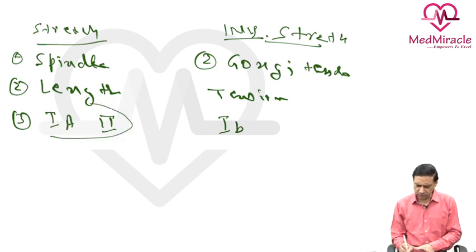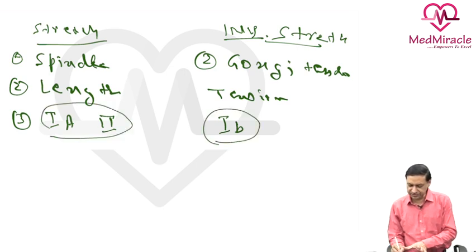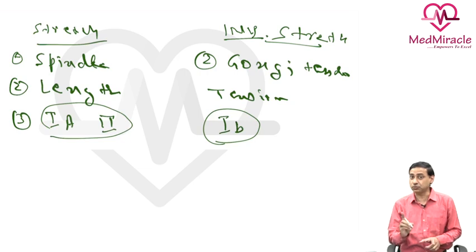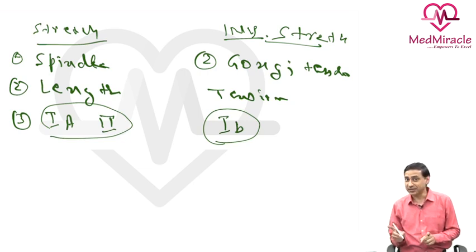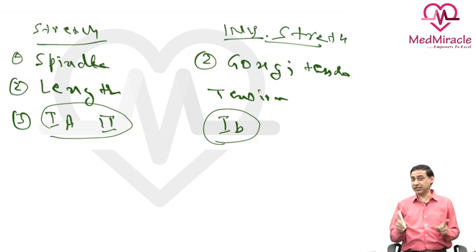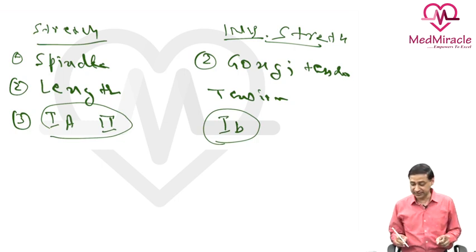Both 1A and 2 are afferents. And what are the efferents? There are two types of efferents: alpha and gamma. So don't get confused. Alpha and gamma are efferents, and 1A and 2 are afferents.